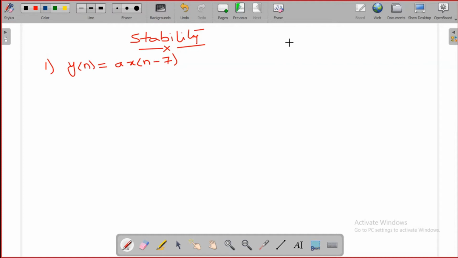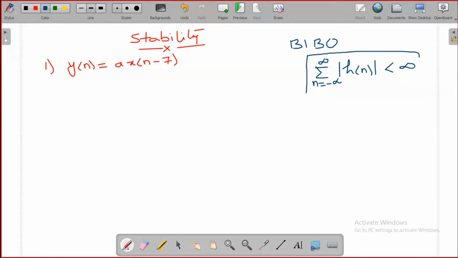Here we are checking for BIBO stability, that means bounded input, bounded output. For a particular system, if you apply a bounded input and the output is bounded, then the system is BIBO stable. Otherwise, unstable. In the last class, we derived the condition for BIBO stability: the impulse response of the system must be absolutely summable, that is, the summation over n from minus infinity to plus infinity of mod h of n should be finite. This is the necessary condition for BIBO stability.